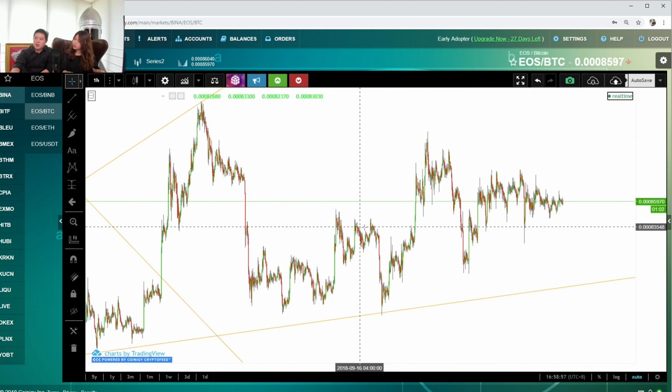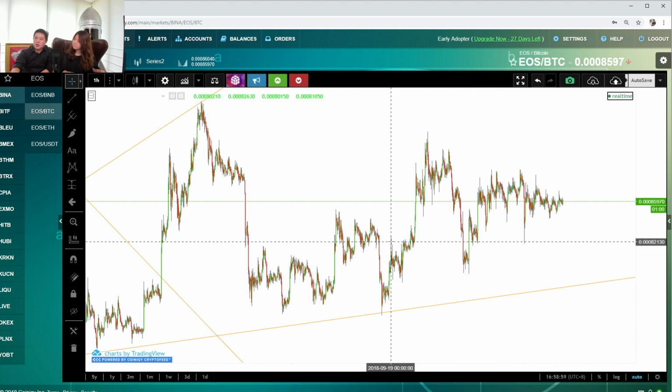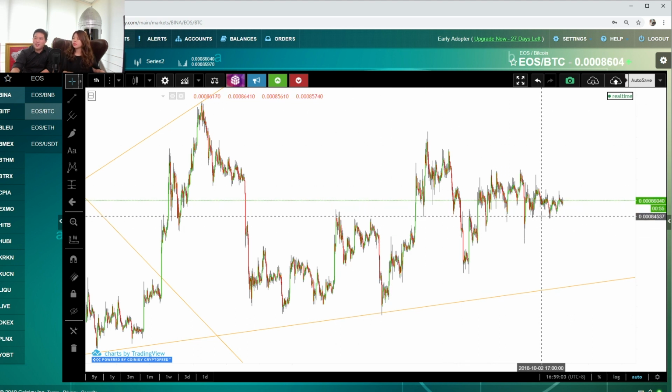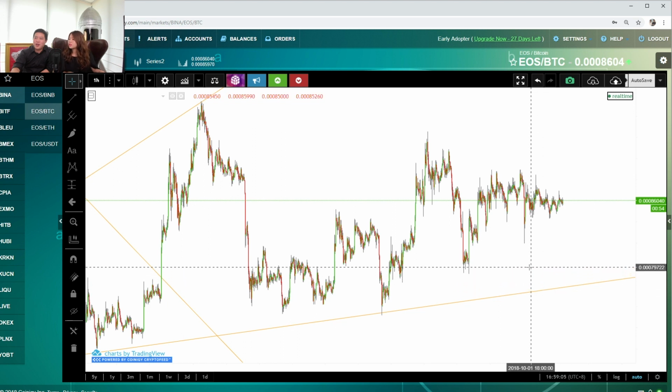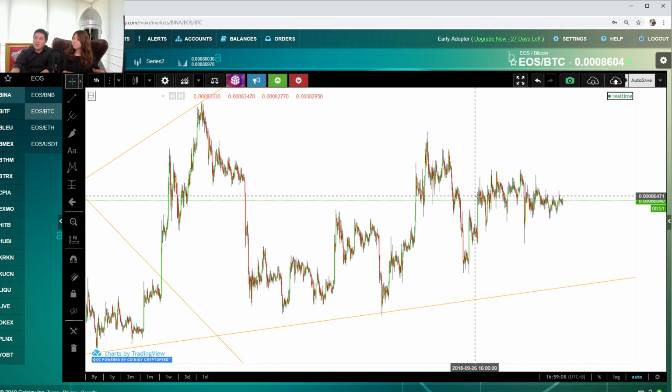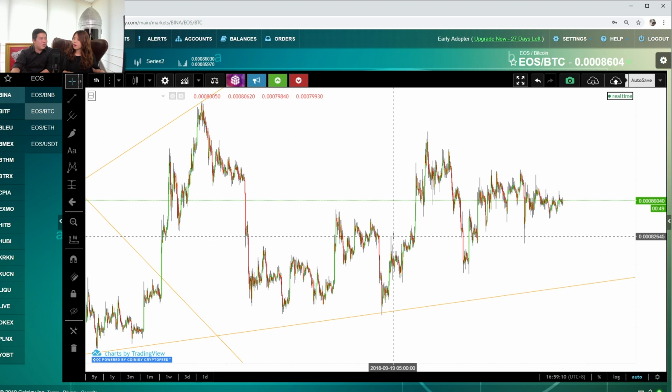Should we draw more trend lines here? I want to see the pattern first. Okay, lopsided head and shoulders. Yeah, I see the head and shoulders. Where's the neckline? I was going to say this, this, and this, but they're not even, so it doesn't count.